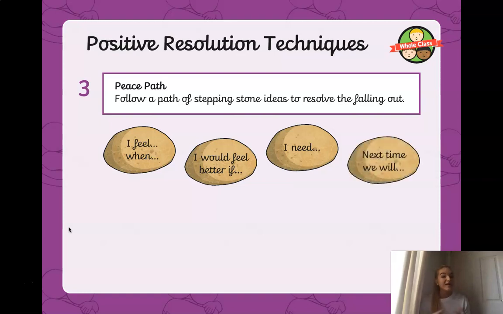And then finally, next time, we will make sure that we do take it in turns. Next time, we'll make sure that it's your go next. And that can really help to resolve the falling out in a really kind and friendly way. Because you've considered their feelings, you've considered your own, and you've vocalised that too, which is fantastic.